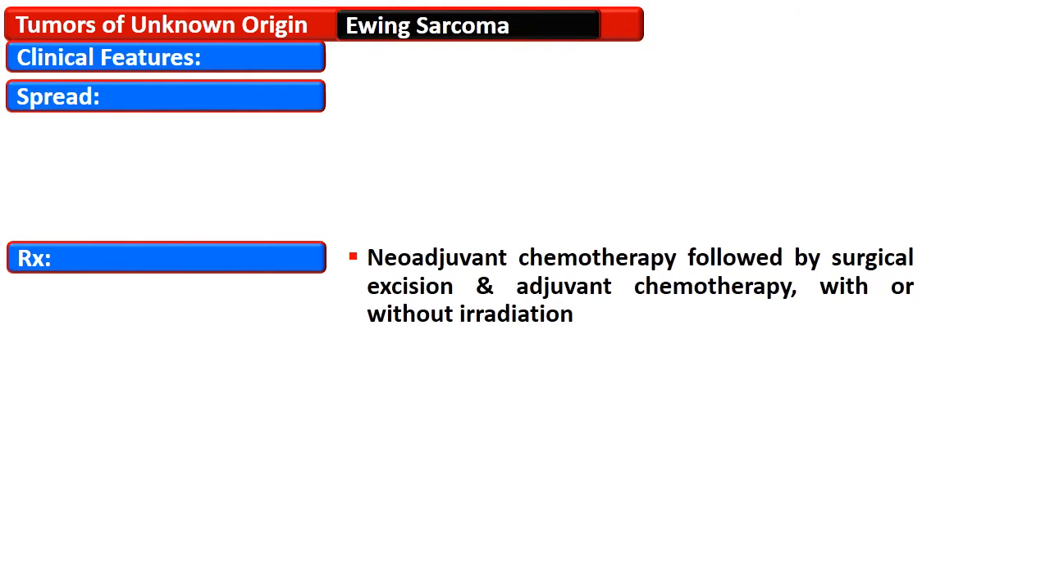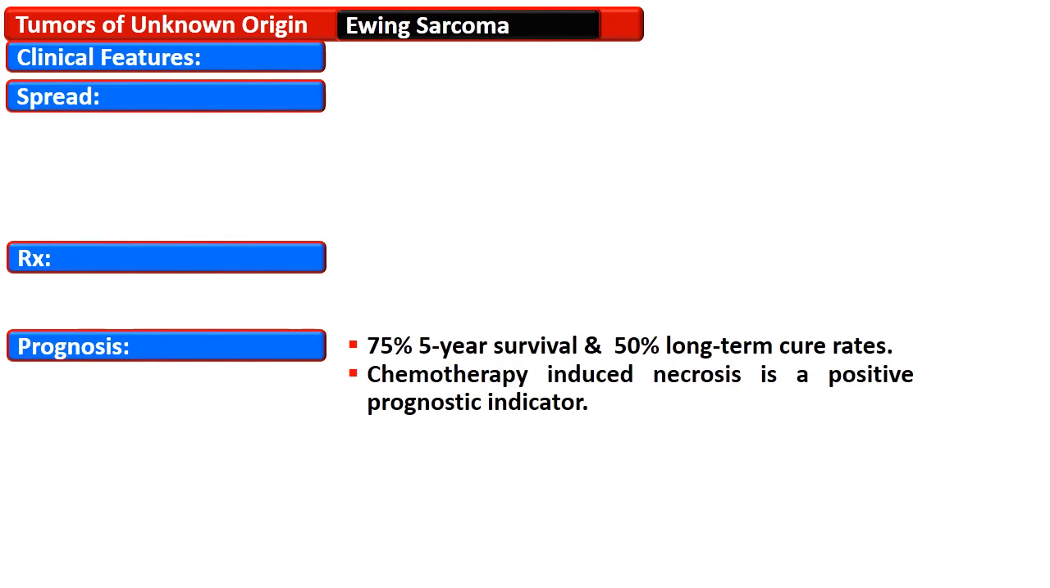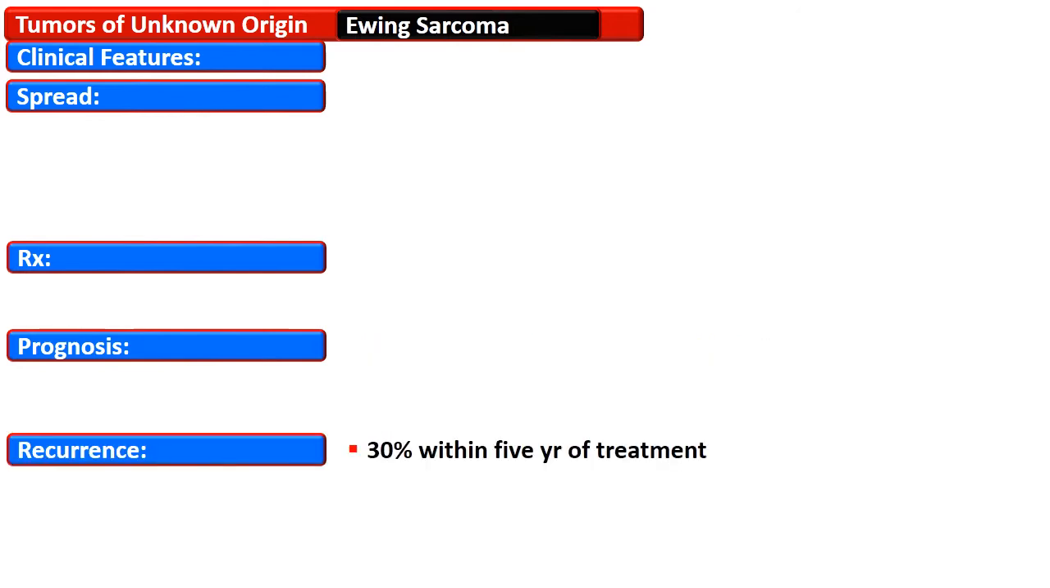with or without irradiation. Prognosis is a 75% 5-year survival rate and 50% long-term cure rate. Chemotherapy-induced necrosis is a positive prognostic factor. There are other factors associated with prognosis, and we are going to see all these in a short while. The recurrence rate is about 30% within the first 5 years of treatment.